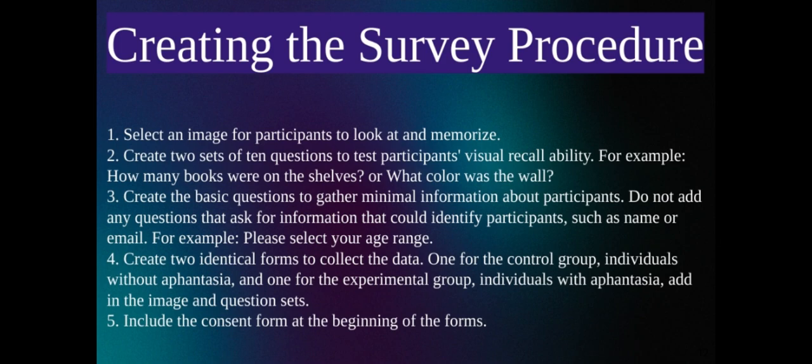Fourth, create 2 identical forms to collect the data, one for the controlled group, individuals without aphantasia, and one for the experimental group, individuals with aphantasia. Add in the image and the created question sets. Fifth, include the consent form at the beginning of the form.